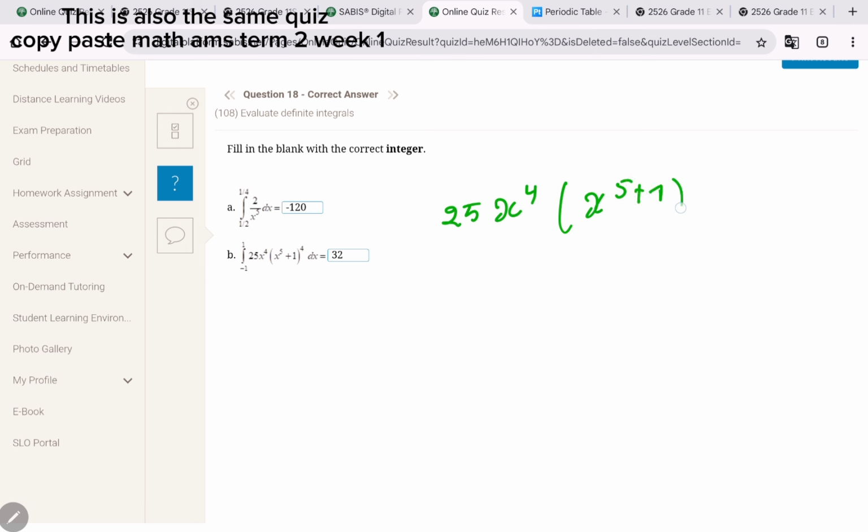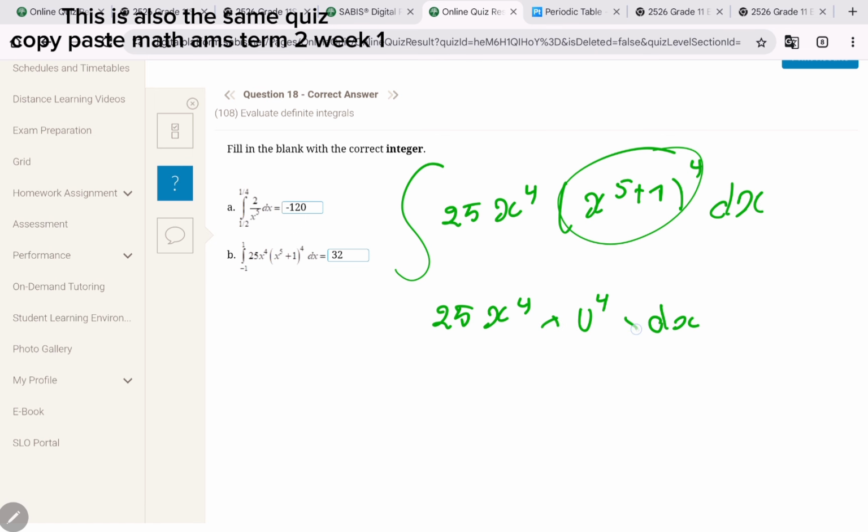We need to do the integration of this. You change this into u. It will make your life so much easier. Okay, so 25x to the power of 4 times u times dx. I don't like the dx. If I have u, I don't like the dx. I need to get rid of the dx. How do I get the dx? The dx is equal to du over the derivative.